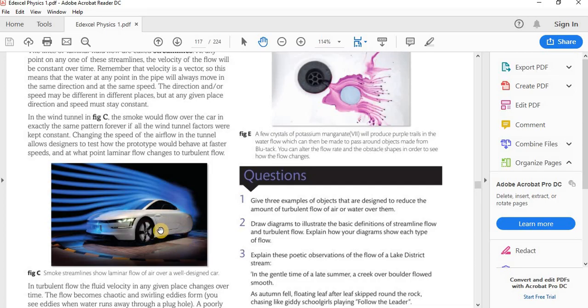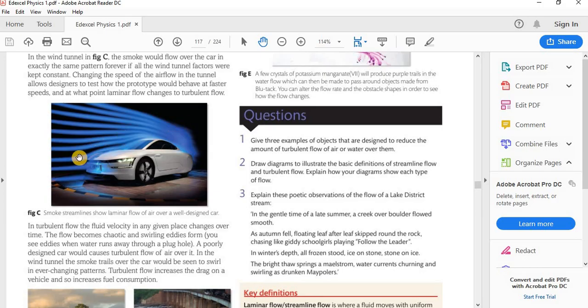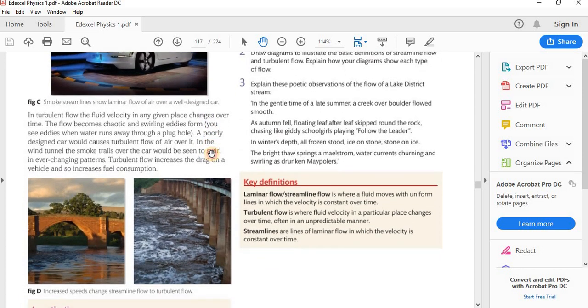And also we can say it can go faster. Okay, so for the same amount of power it can go faster because it has to do less work against air resistance when it has a very good streamline shape. Okay, so these are smoke streamlines, showing laminar flow of air over a well designed car. And then we'll talk about turbulent flow now. The flow becomes chaotic. Okay, so in turbulent flow the fluid velocity in any given place changes over time.